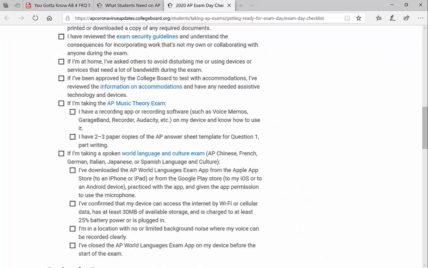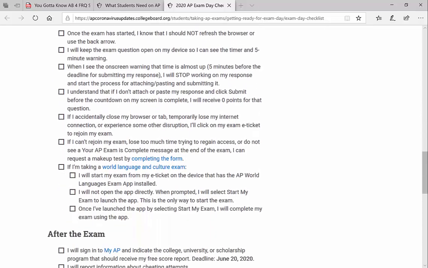So anyways, that's really everything. During the exam, once the exam has started, don't hit refresh. Don't hit the back arrow. It says if you're having issues, just try to hit your key again, click the key again.